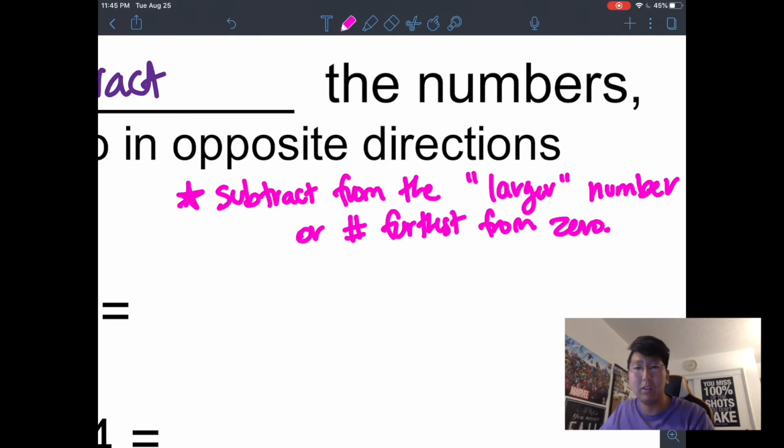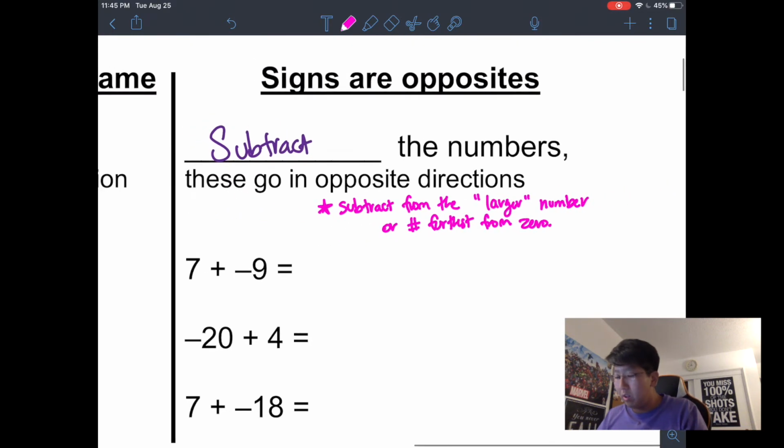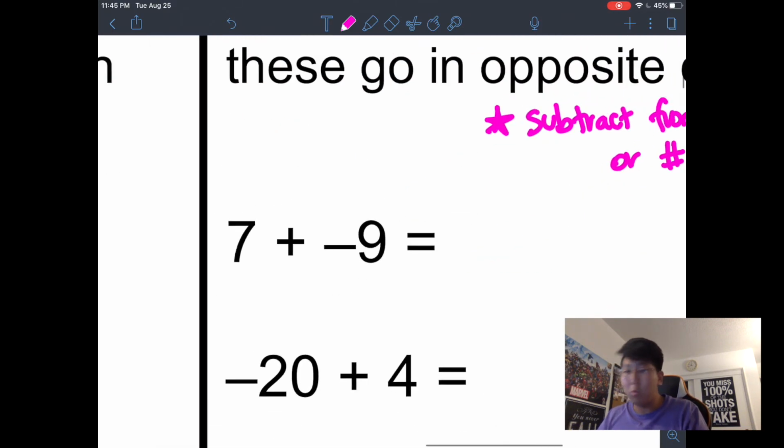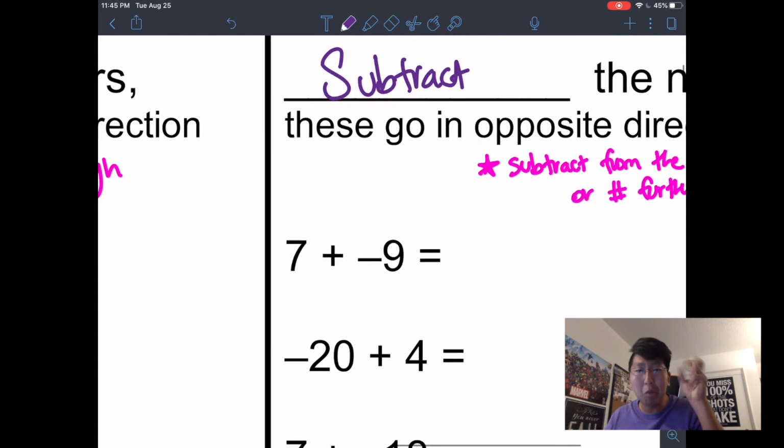So I'm going to explain this in just a second. So we're going to subtract the numbers, but what number do we subtract from? That's the big question here. What do we subtract from? We are going to subtract from the number that is larger, right? Or the number that's further from 0.